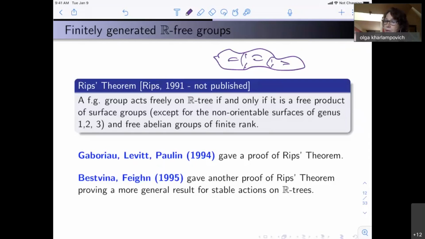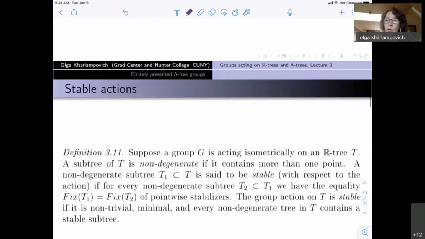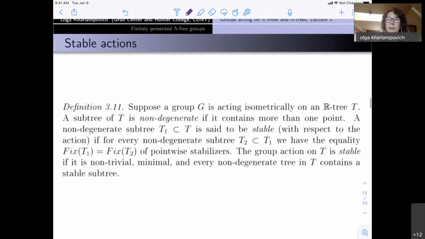Bestvina and Feighn actually describe so-called stable actions. They describe groups that have a stable action. So what is a stable action? If the group acts isometrically on an R-tree T, a subtree is non-degenerate if it contains more than one point.